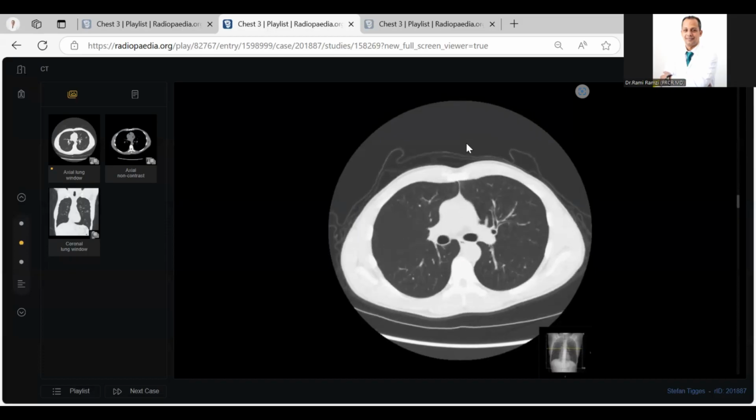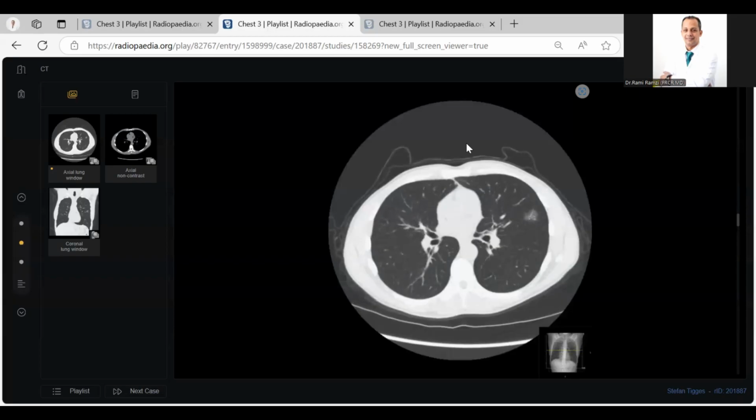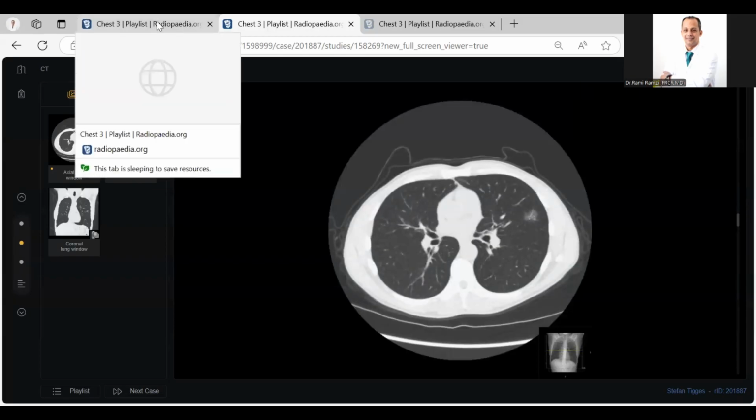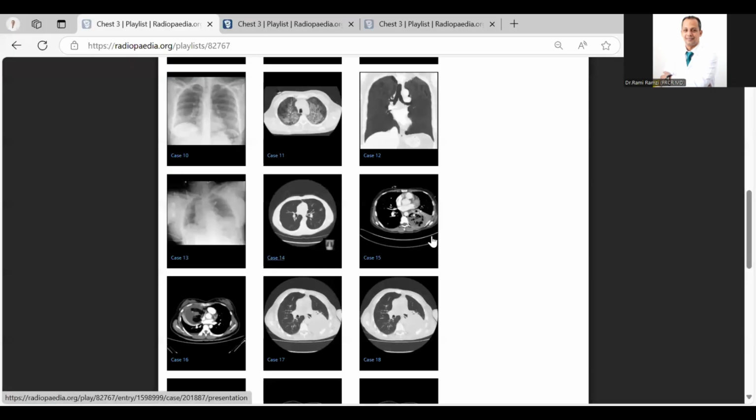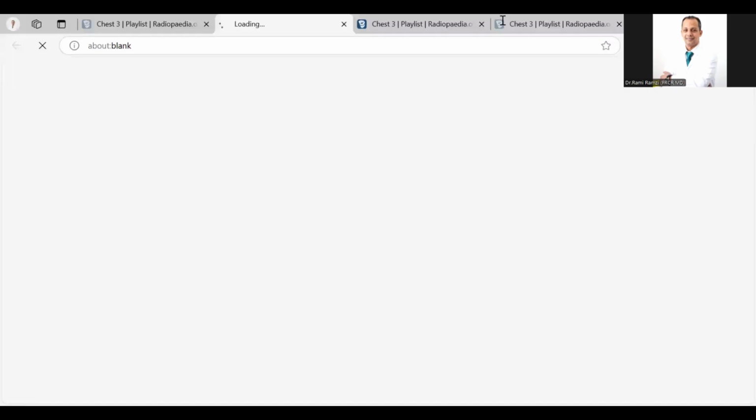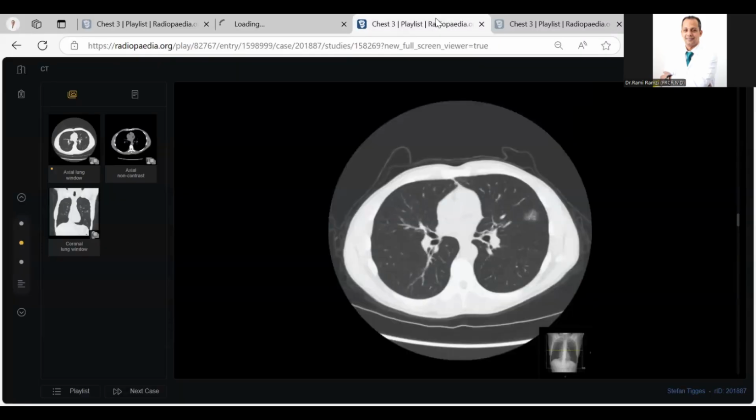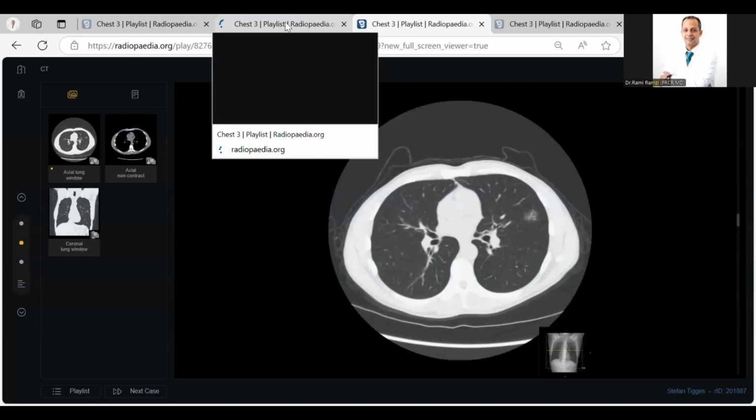Can you give me two or three differential diagnoses for this case? The next differential could be tuberculosis or any fungal infection. What else?